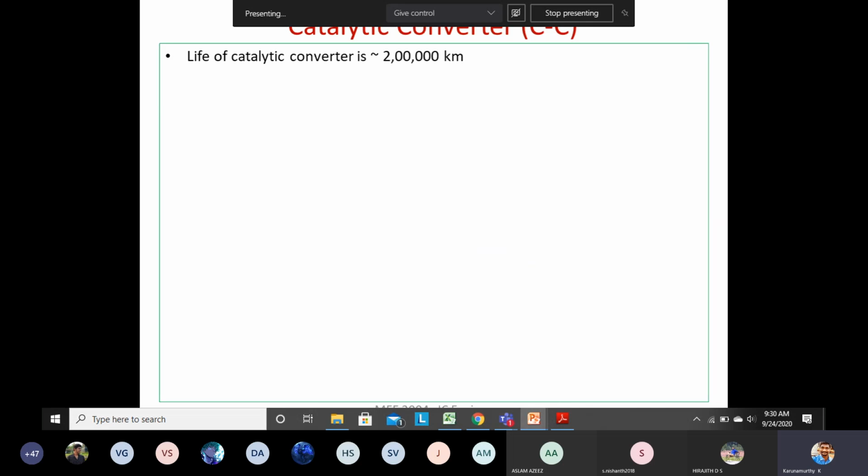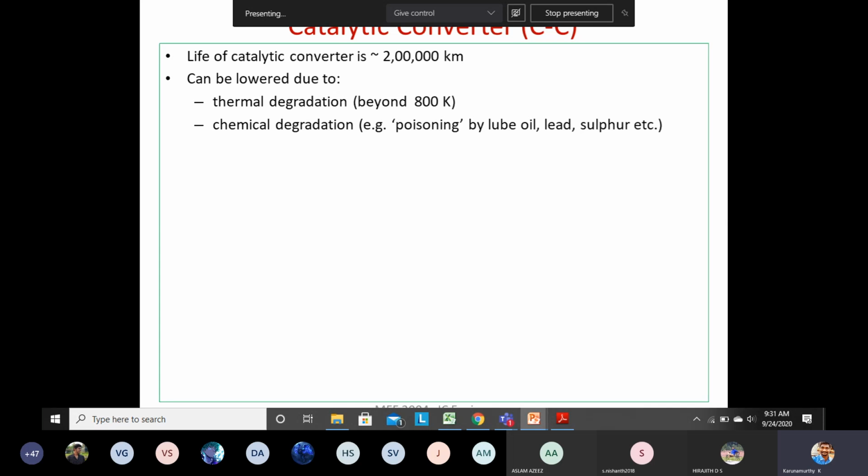Now, how long can we use this catalytic converter? You are having an automobile, and we are going to use it for transportation purposes. How long is this catalytic converter going to perform well? There is a thumb rule. We say that over a period of 2 lakh kilometers, the catalytic converter will perform well. If you operate the vehicle beyond 2 lakh kilometers, then you have to replace the catalytic converter. This is a thumb rule.